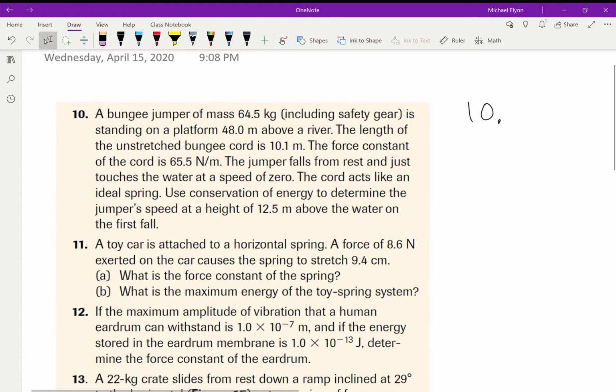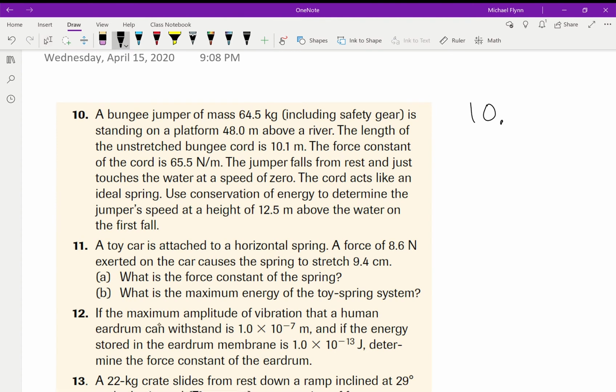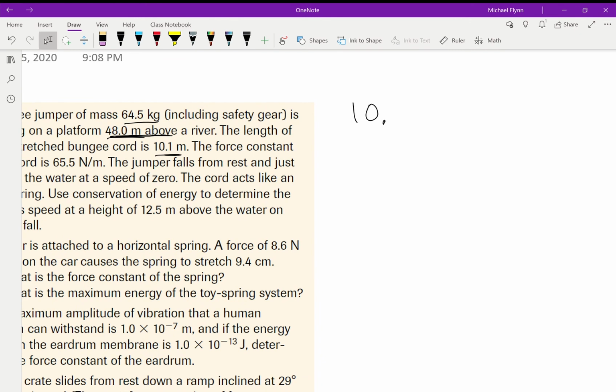So look, a bungee jumper of mass, that's the mass, is standing on a platform, and the platform is 48 meters above the river, so that's your change in height. The length of the unstretched bungee cord is 10.1 meters. Now, usually when you jump on a bungee cord, the bungee cord is kind of gathered up behind you. It's not hanging down from somewhere higher. And so I'm going to go with that. It could be in error. We'll see what the answer in the book is. But all right, so let's go ahead and do it.